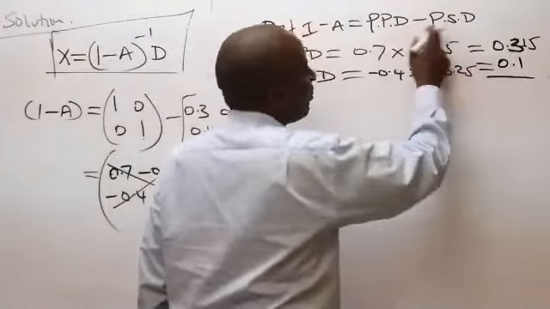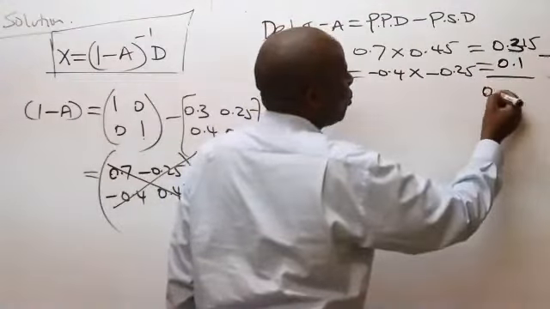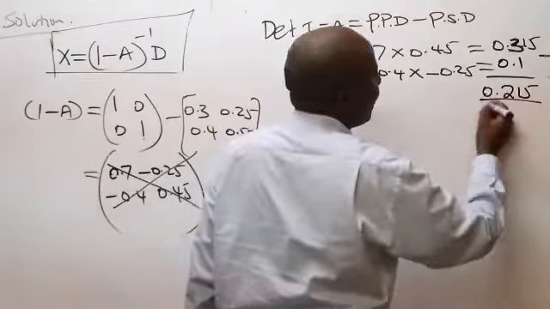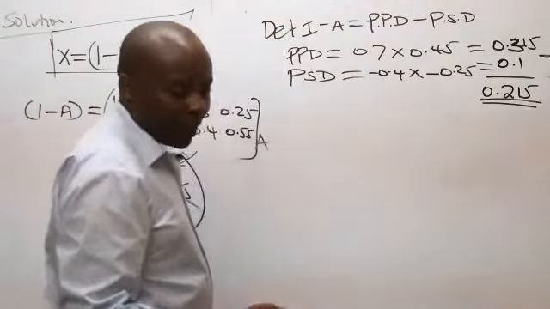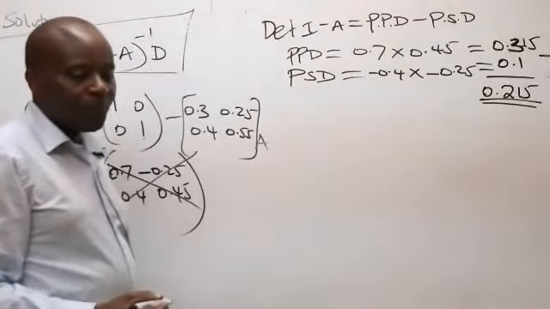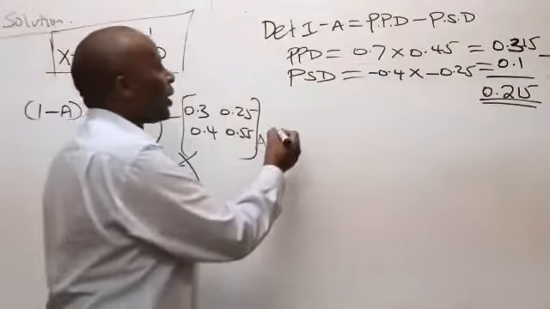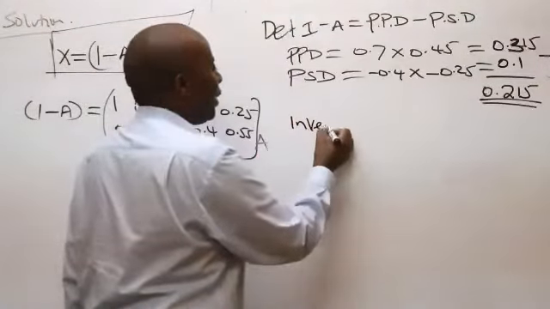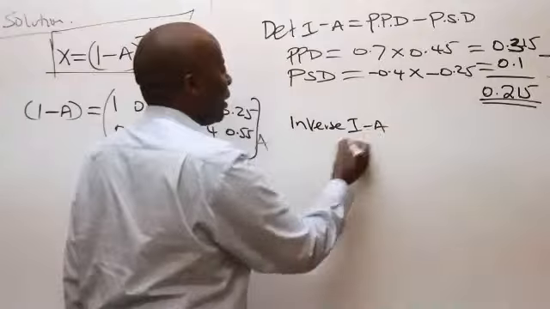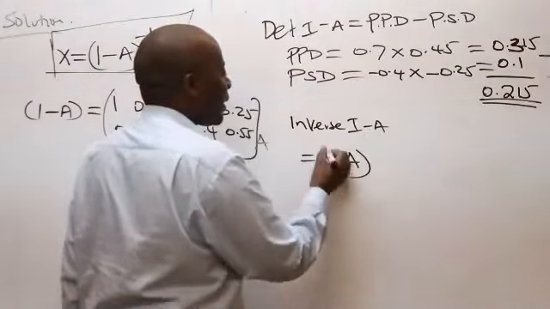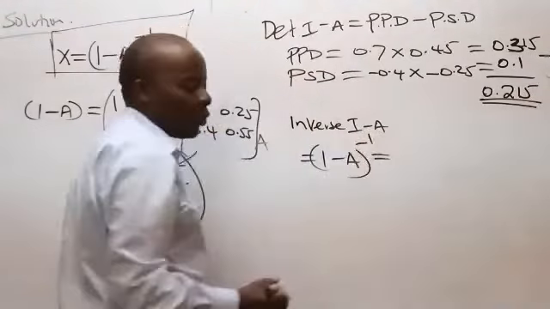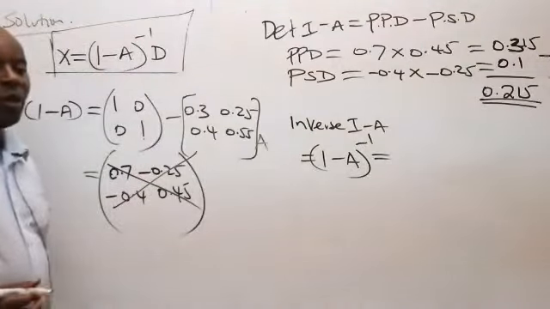So you're supposed to subtract the 2. When you subtract the 2, you are getting 0.215 like that. And therefore, the inverse of I minus A, which is written like this, will be equal to who?